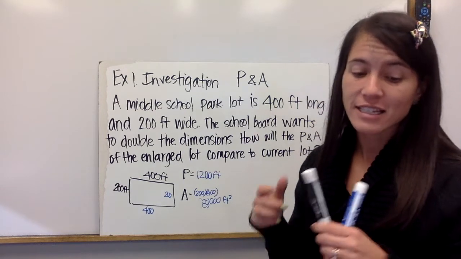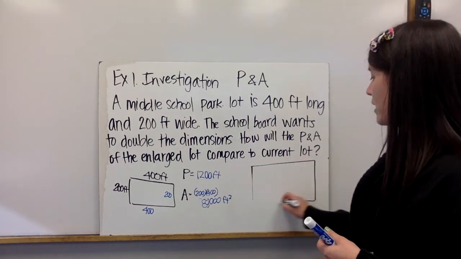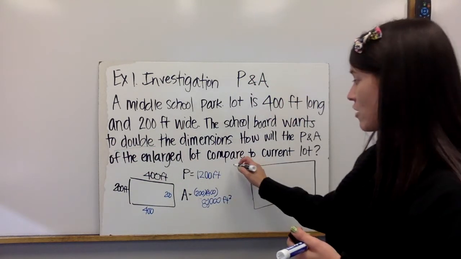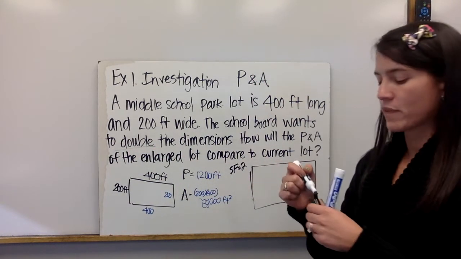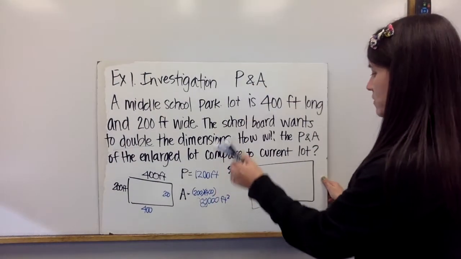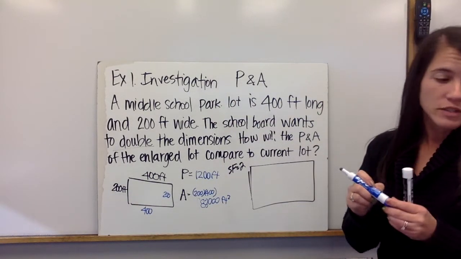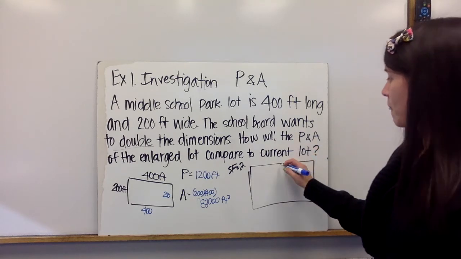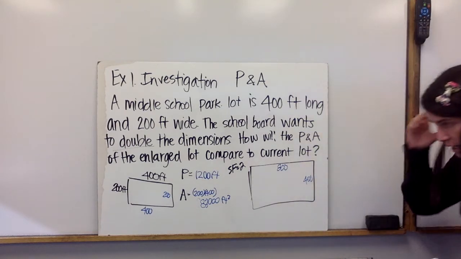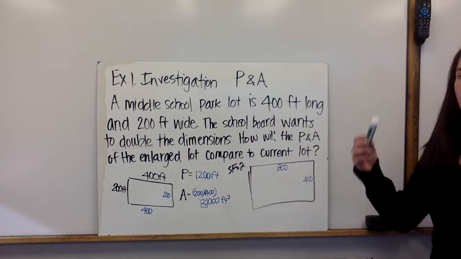Now, part B says, sketch a dilation of the parking lot with a new measurement. So it's going to be bigger because we're going to double the dimensions. Double means that my scale factor is 2. That's something that we've talked about. Double means the scale factor is 2. Which means my new dimensions are 800 and 400 feet, if the parking lot is doubled. Something happened to my marker.